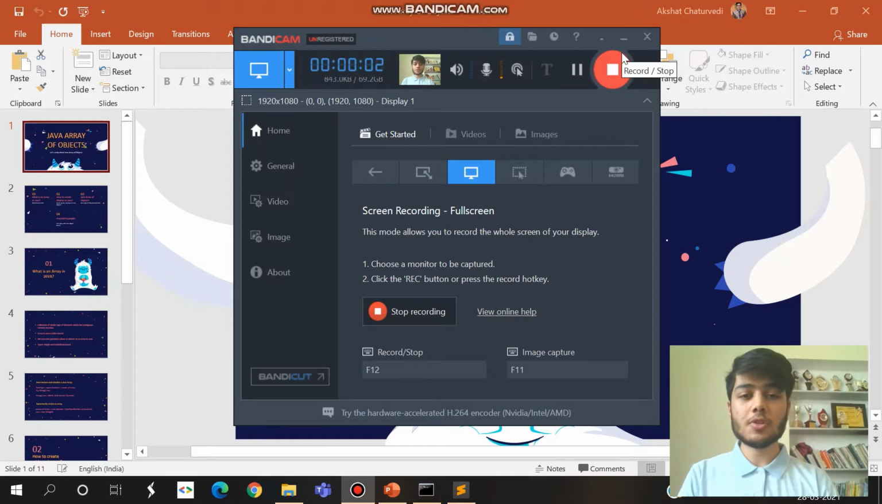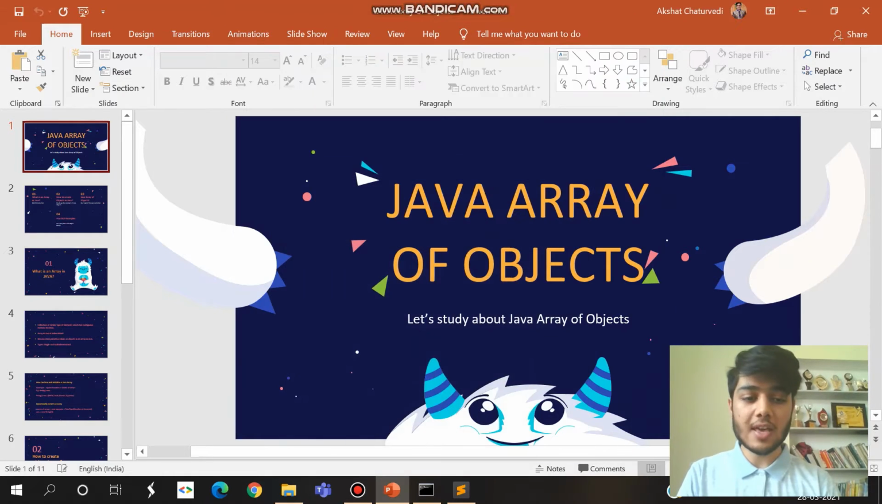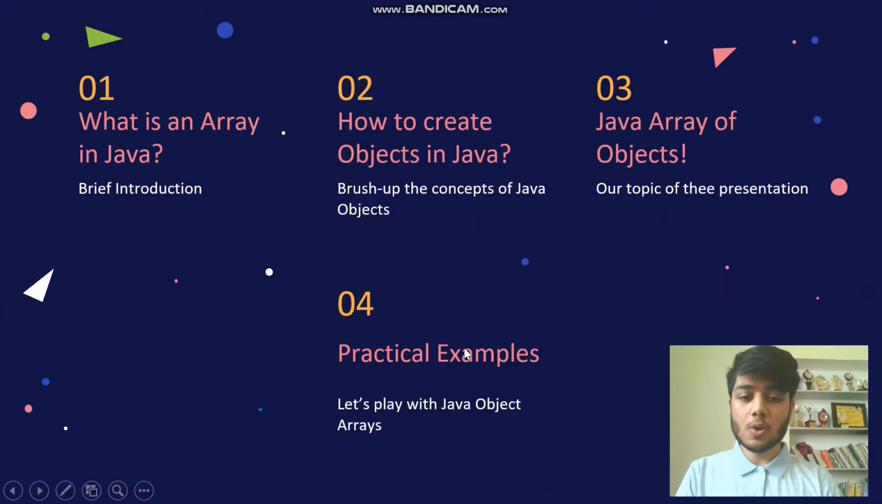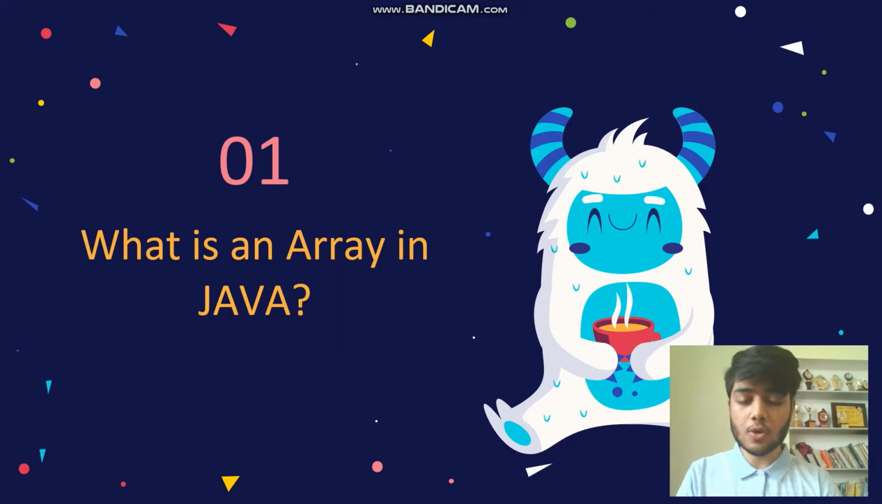Hello everyone. In this video I'm going to explain about Java array of objects. To learn about Java array of objects, first of all we will have to know what is an array in Java, what are the objects in Java, and how to create objects in Java. Then we'll look at what is a Java array of objects, and in the end we're going to see some practical examples related to Java array of objects and a sort function to sort the elements in the Java array of objects. So without further ado, we'll see what is an array in Java.